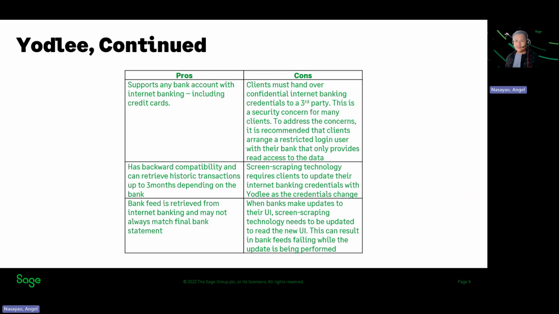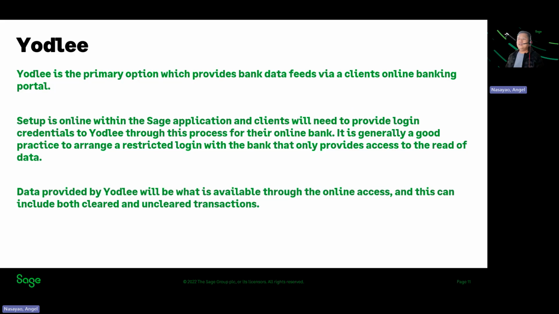So that's for Australia. For New Zealand at the moment, Yodlee is the primary option, which provides bank data feeds via a client's online banking, as we've seen earlier. So it's Yodlee at the moment, the standard bank feed aggregator for New Zealand. And just to reiterate, setup is online within the application, and clients will need to provide their login credentials again, similar to how you process with online banking.